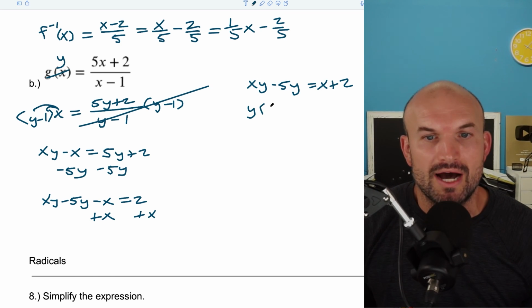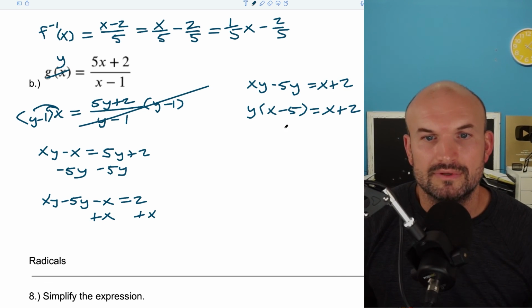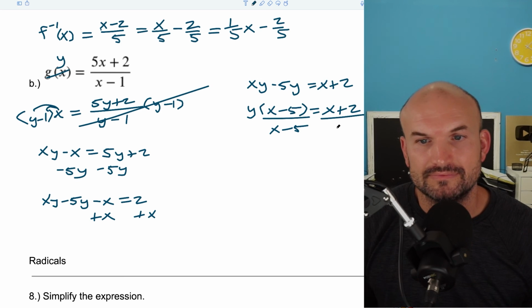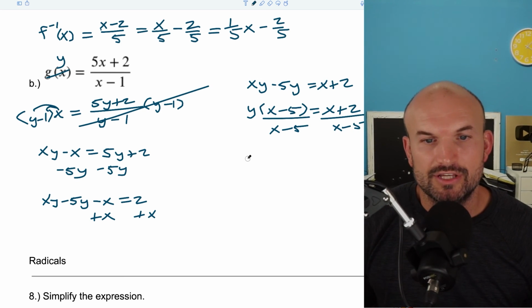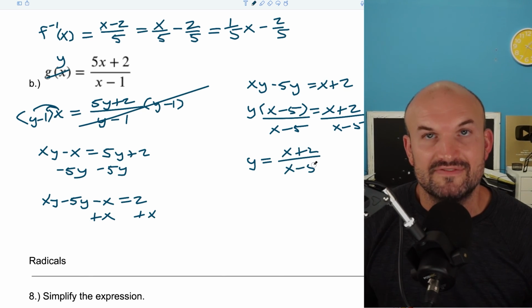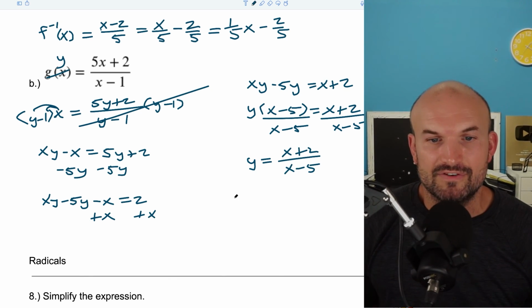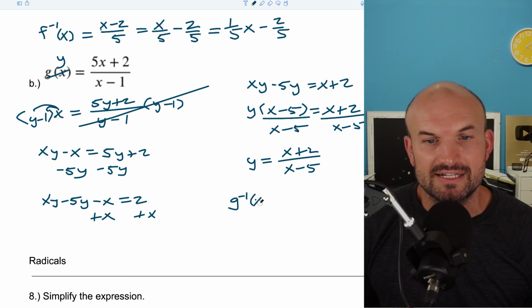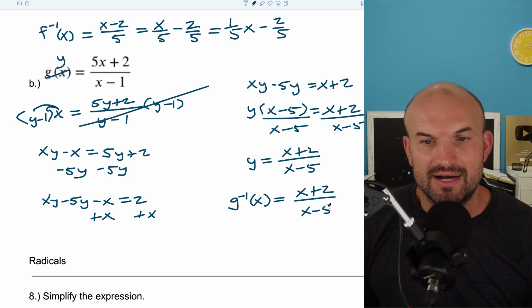So when you factor out that y, you're going to be left with (x minus 5) equals x plus 2. Now you can solve for y by dividing by x minus 5. And now you get the equation y equals (x plus 2) all over (x minus 5). And then you can rewrite it in inverse notation. So g inverse of x is equal to (x plus 2) all over (x minus 5).